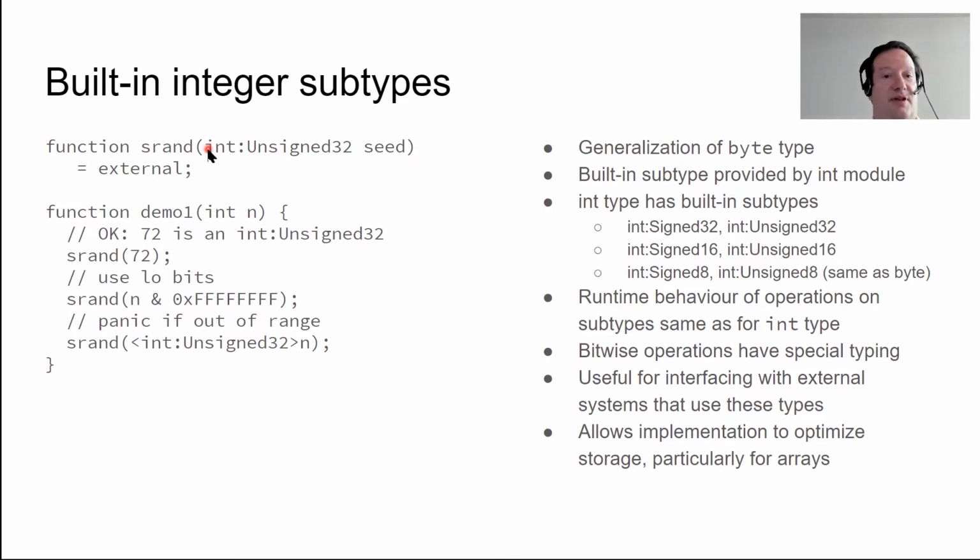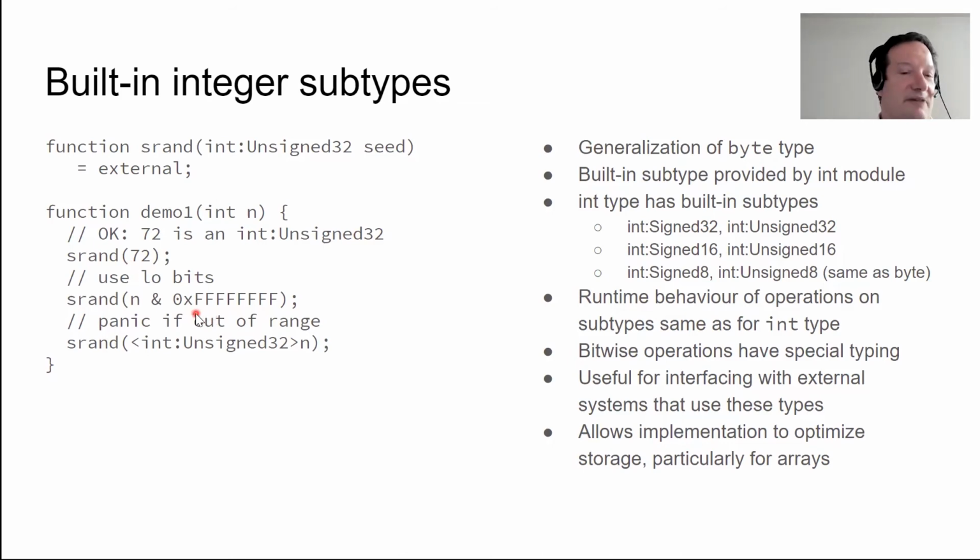This is useful if you're going to be calling, suppose you've got, as C does, an srand function which sets a random seed, and that expects an unsigned 32-bit value. We want to be able to describe that. If we just say int there, that just doesn't describe what's going on. So if we described srand like that, we can call it with 72. 72 is an int, but it's also an int unsigned 32. All int unsigned 32 means is that the value of the int is between 0 and 2 to the 32. 72 is, so that's okay.